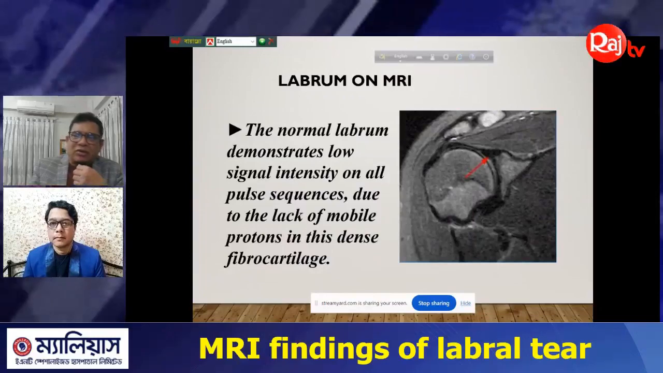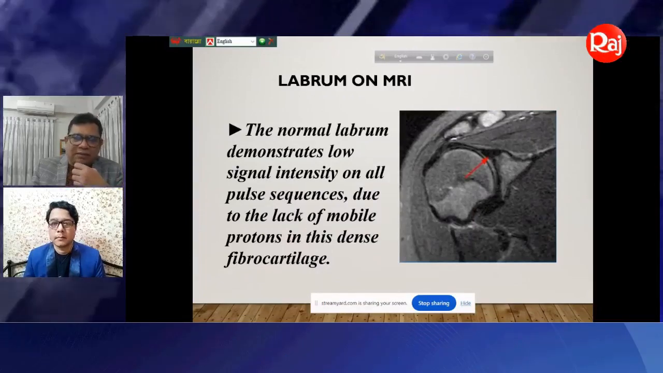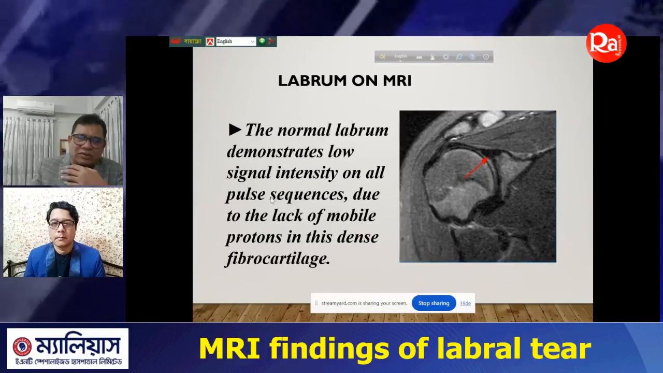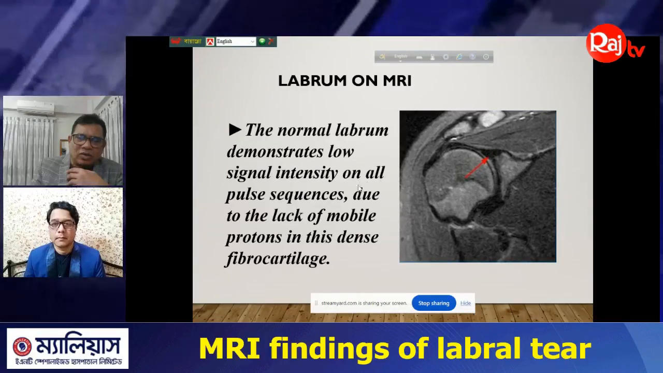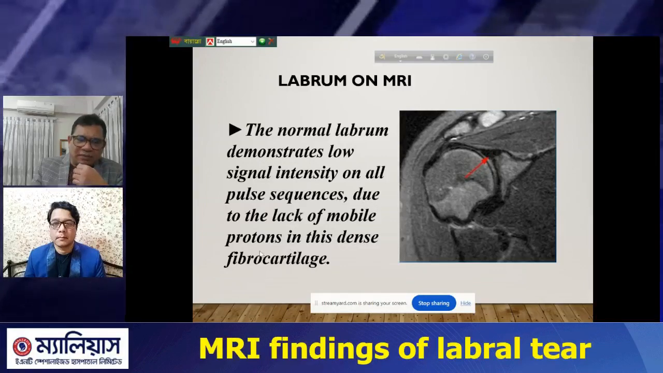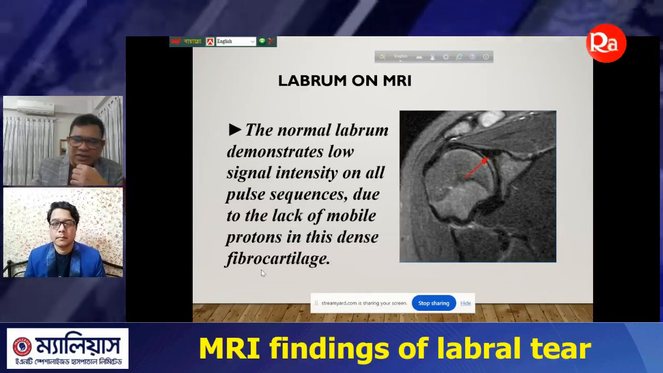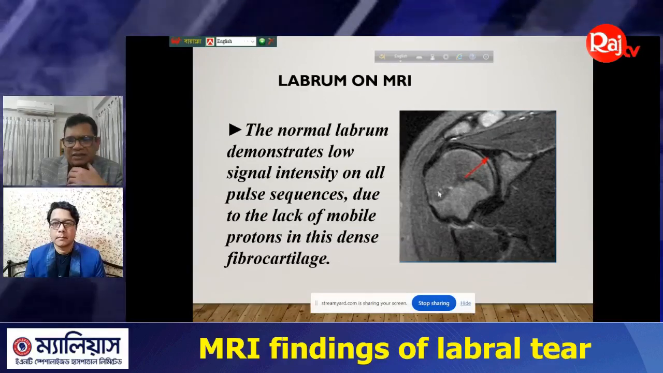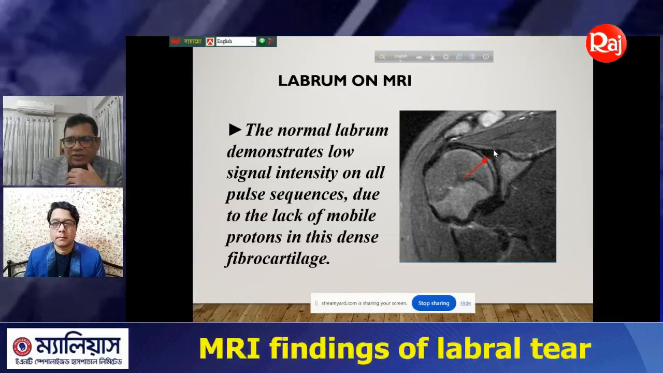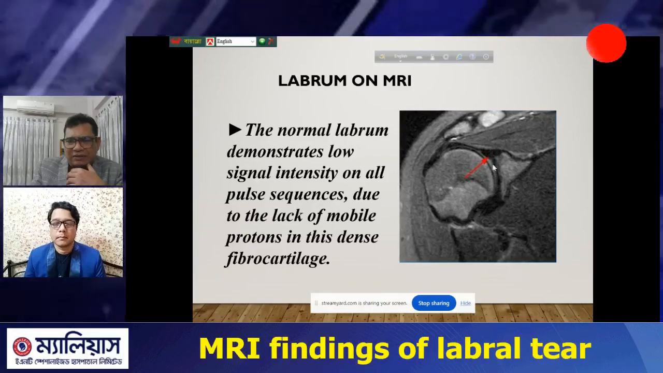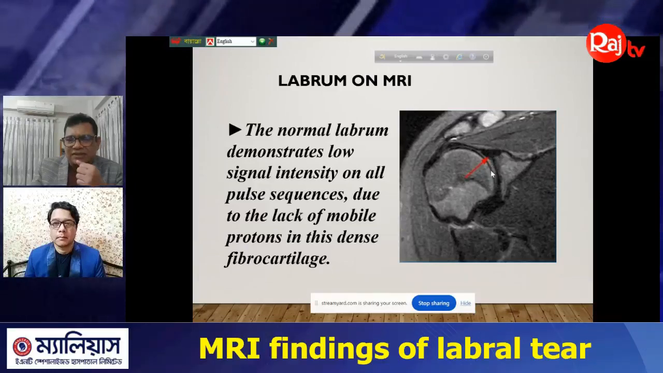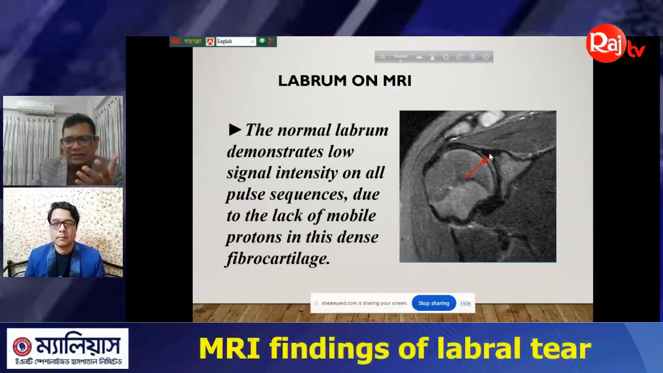Labrum on MRI: everybody should know the normal labrum demonstrates low signal intensity on all pulse sequences due to the lack of mobile protons in this dense fibrocartilage. That means in this coronal oblique view, we can see the superior labrum and inferior labrum. All are low signal intensity. That means it has a radiolucent or dark appearance.